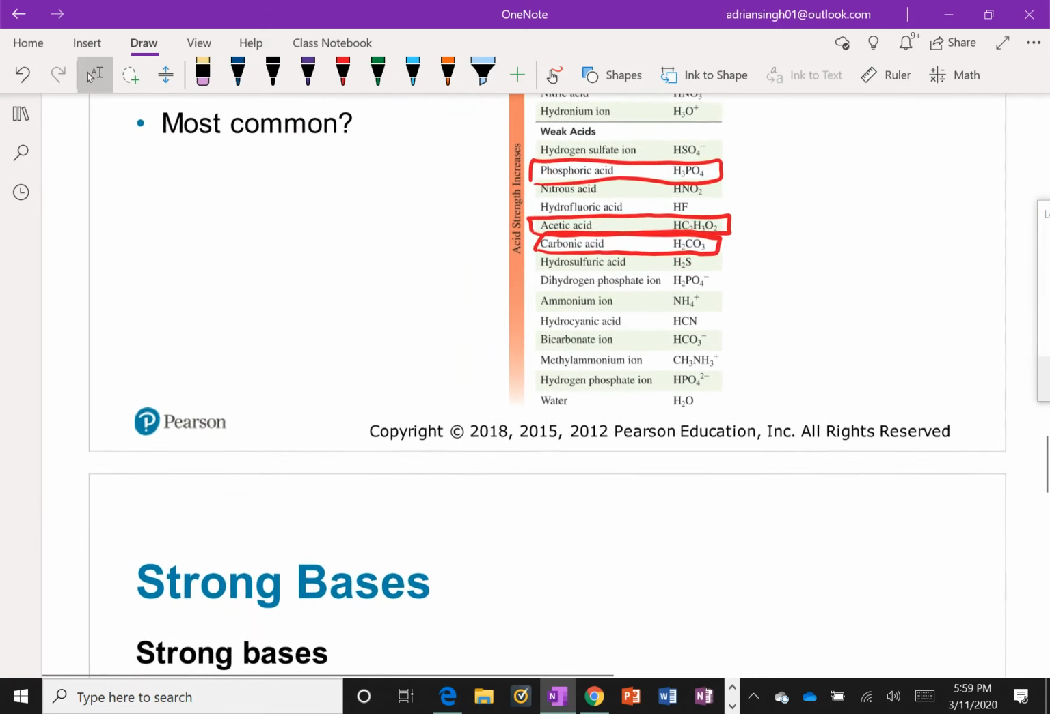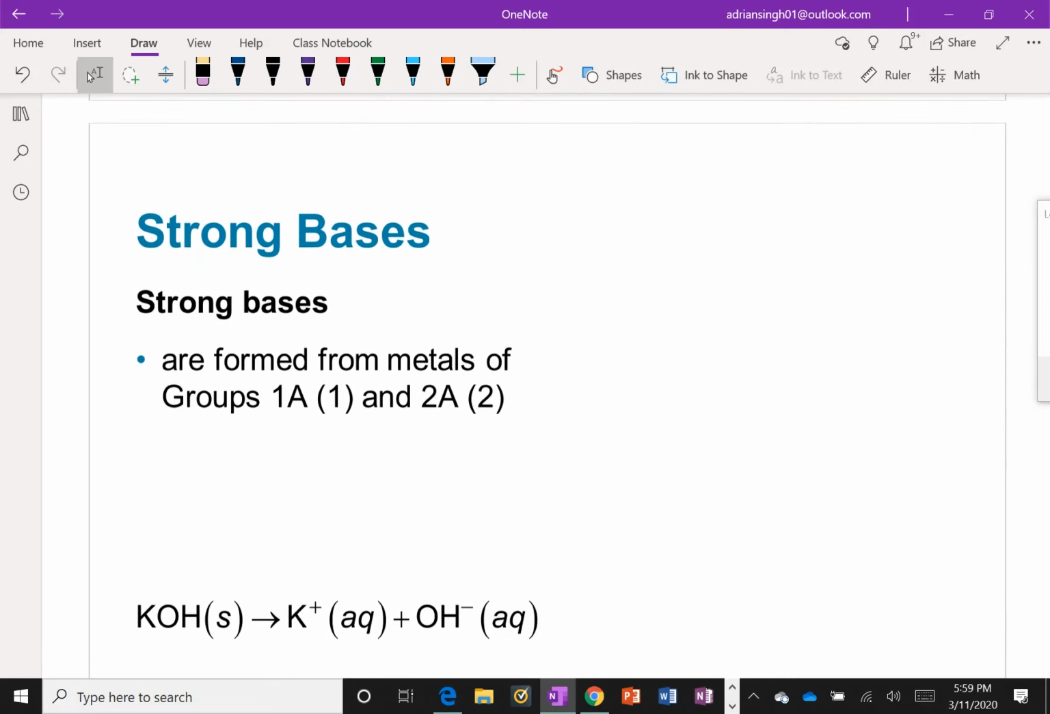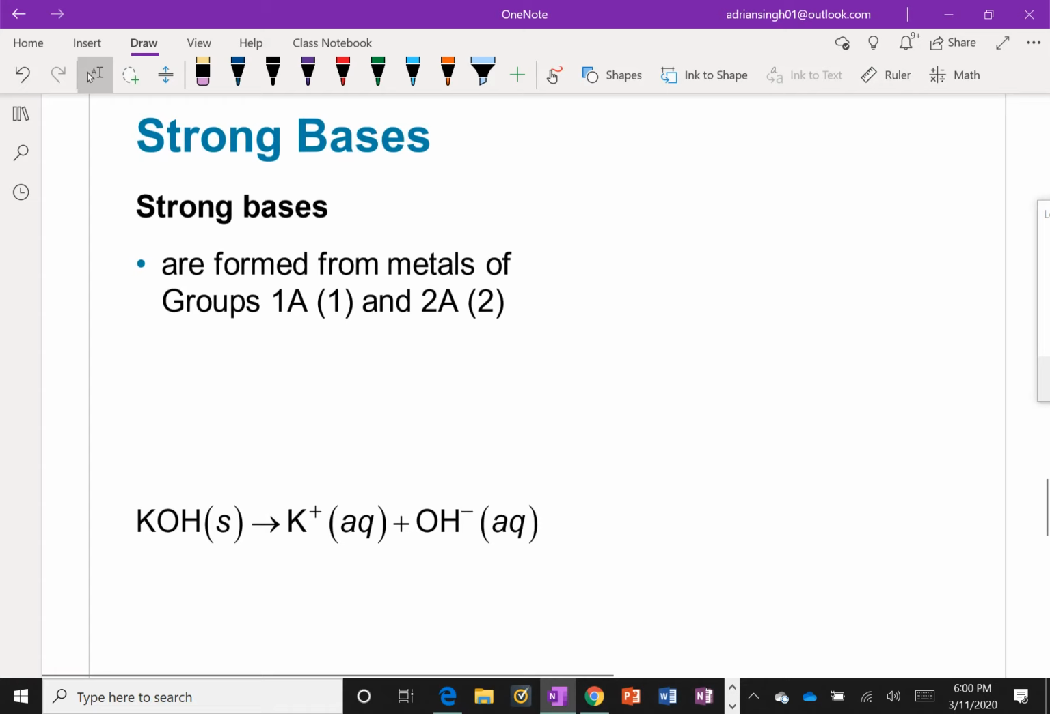All right. So we've seen how we can differentiate strong acids versus weak ones. It just has to do with the degree of dissociation. If something dissociates completely, it's a strong acid. If it doesn't dissociate as much, it's a weak acid. We can apply that same reasoning to our bases. So the strong bases, these are also going to dissociate completely.